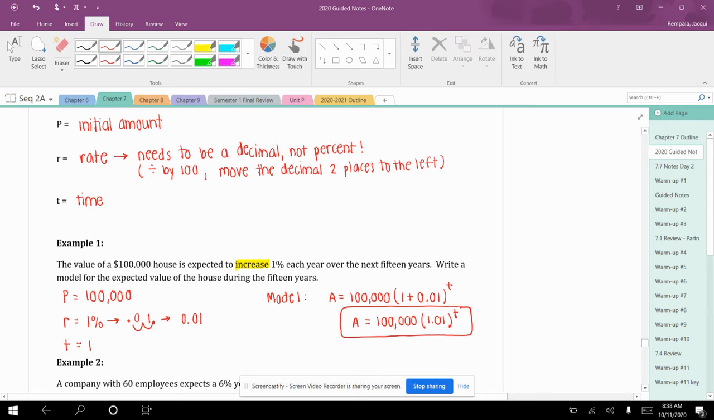T, they want to know after 15 years. So then I could actually solve by plugging 15 in for T. So if I was to solve that, I'd have 100,000, and then in parentheses, I'd have the 1.01 raised to the power of 15. So let me show you then how you would do this in your calculator.